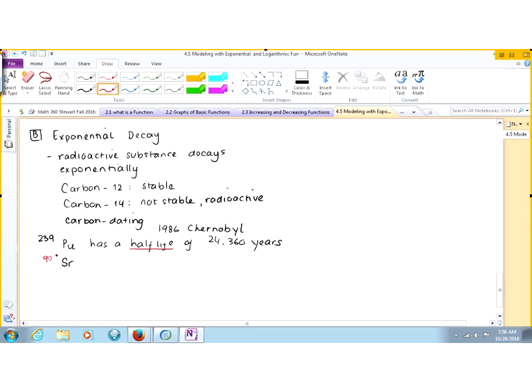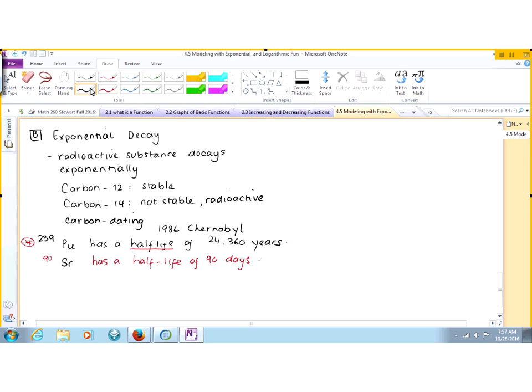Another one is strontium 90. This is also radioactive material, but it only has a half-life of 90 days. So it really depends on the radioactive material. But strontium, we don't use in nuclear power plants. Plutonium is used in nuclear power plants. That's why a nuclear power plant is dangerous if it leaks, because it's going to take 24,000 years for the material to become half of the original amount.